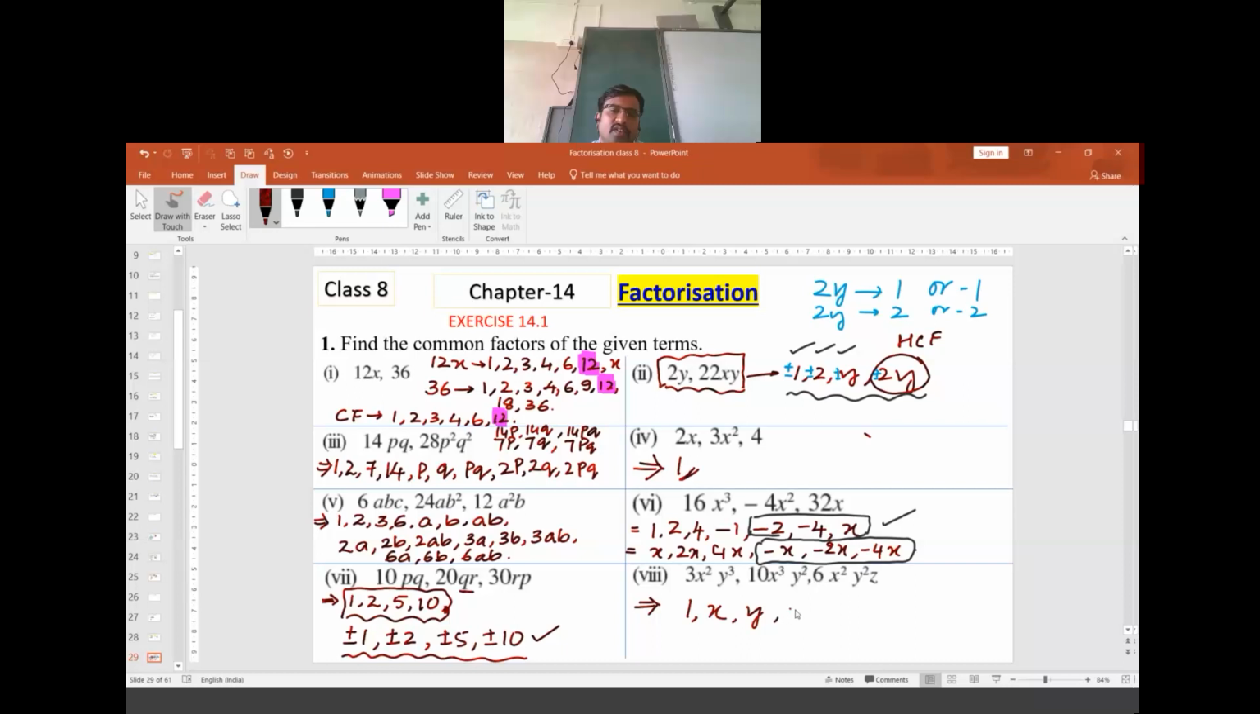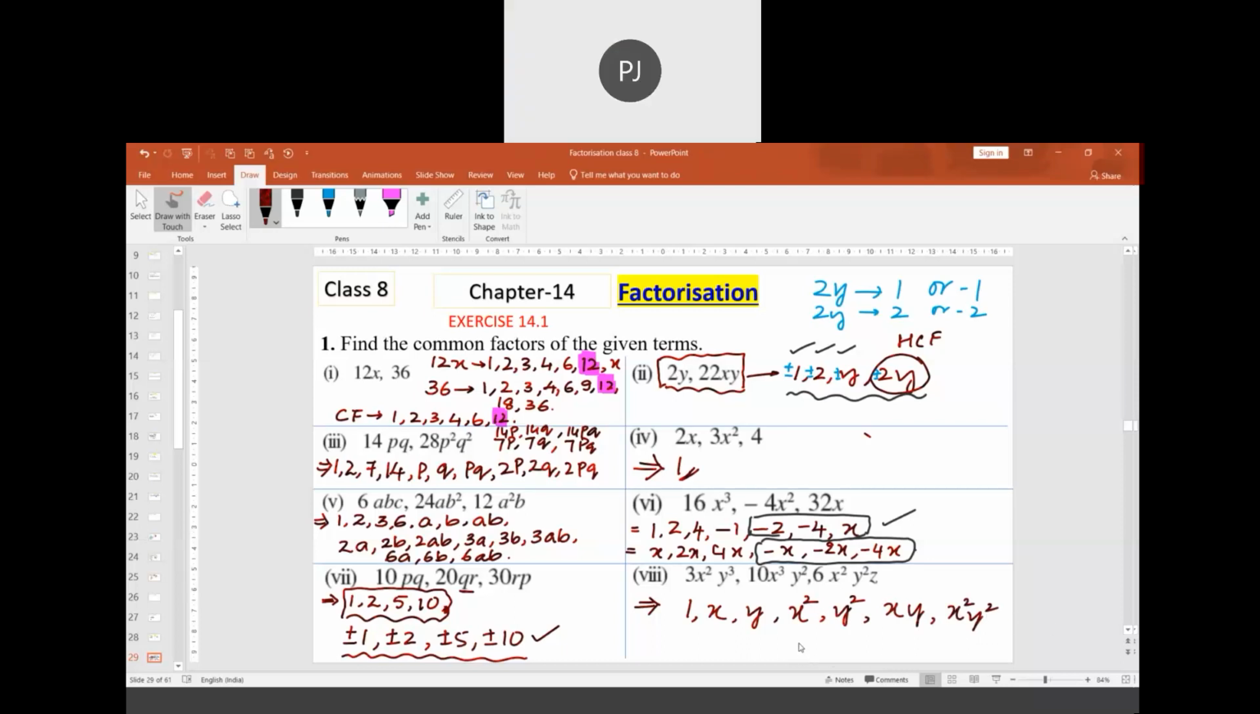Can I write x square here? Yes, we can write. XY also we can write. X square, Y square also we can write. Observe carefully. It is divisible by x square. This is also divisible by x square. This is also divisible by x square. Same way, divisible by y square, divisible by xy. Maximum we can have x square, y square. We need not write it as xy whole square, because in this question we have x square, y square. Clear?